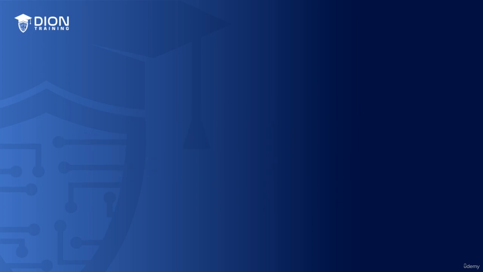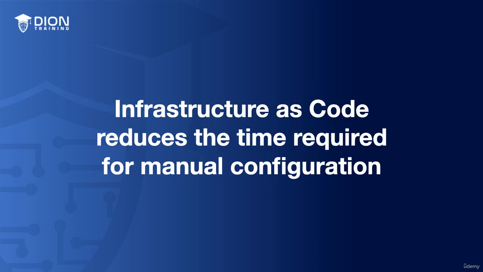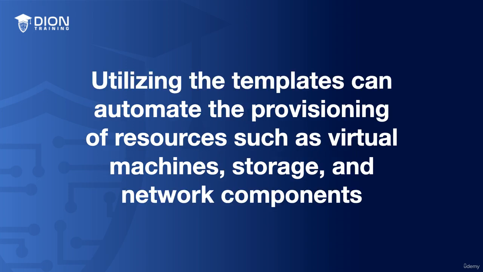Next, let's talk about provisioning, including infrastructure as code and the use of templates. Now, provisioning is the process of setting up and configuring resources for an application or service. These resources can be provisioned automatically in the cloud by utilizing infrastructure as code tools, which allows the administrators to define infrastructure and configuration by using code. Now, this use of infrastructure as code can also be combined with the use of templates to easily provision resources, which in turn reduces the time and effort required for manual configuration. By utilizing templates, you're going to be able to automate the provisioning of resources such as virtual machines, storage, and network components inside your cloud infrastructures.